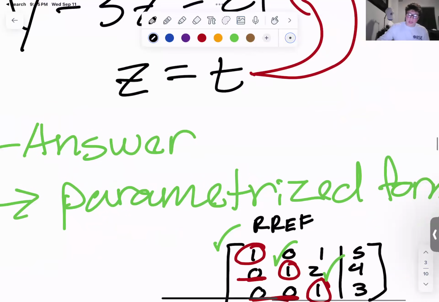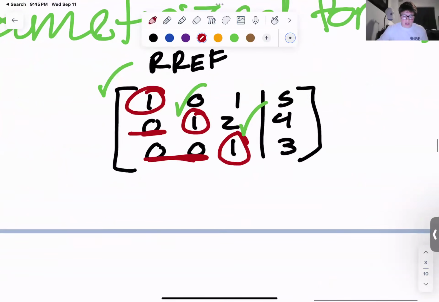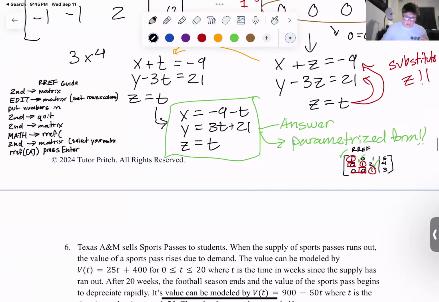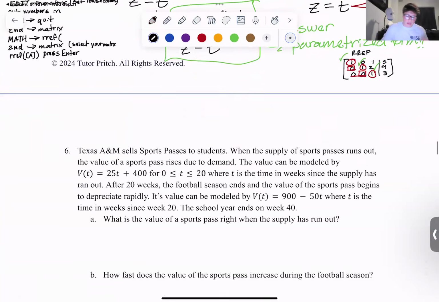Now, another important thing, going back to that REF that I should bring up, is that after the first row, there should be nothing below that leading one. So there's nothing below, there's a zero. Second row, is there anything below that leading one? No, zero. And the third row, well, there can't really be anything below because that's the last row. So that's another thing to remember.